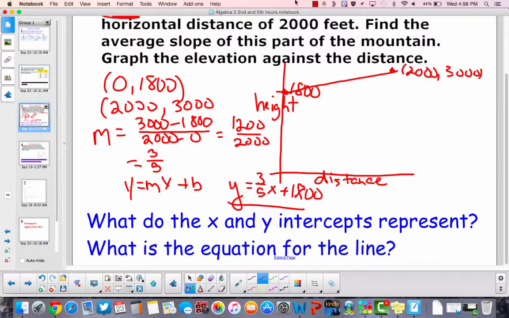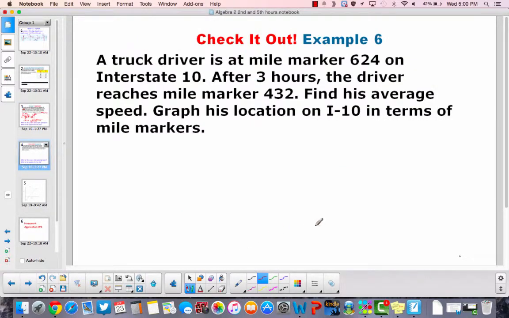Let's look at our next example. All right, so we're going to look at this next example. It says a truck driver is at mile marker 624 on Interstate 10. After 3 hours, the driver reaches mile marker 432. Find his average speed and graph his location on I-10 in terms of mile markers.